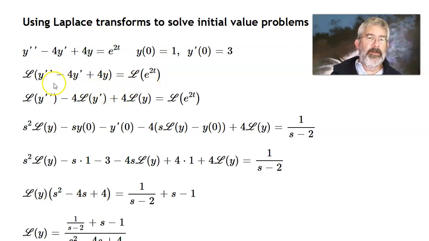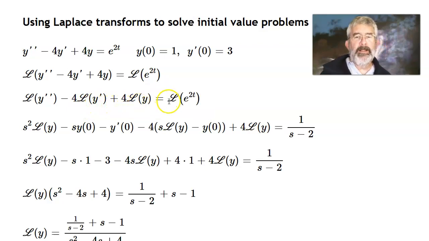Because the Laplace transform is a linear operator, it distributes over this addition here. So I get the Laplace transform of y double prime. It also commutes with scalar multiplication, so those constants being multiplied can come out front: minus 4 times the Laplace transform of y prime plus 4 times the Laplace transform of y equals the Laplace transform of e to the 2t.